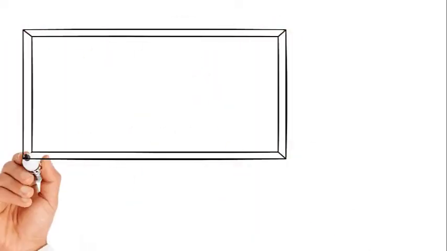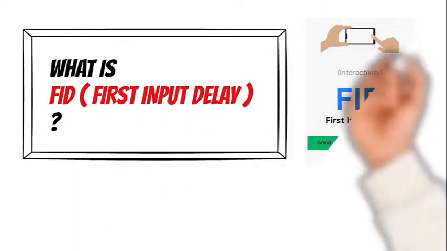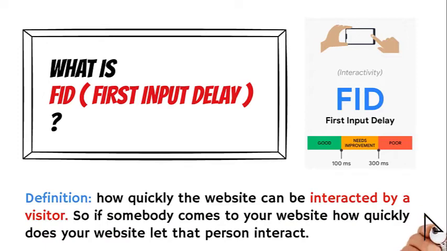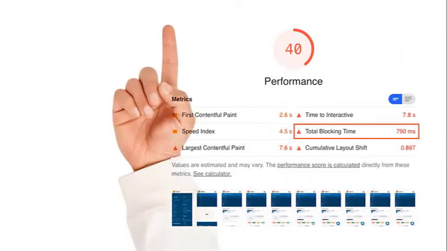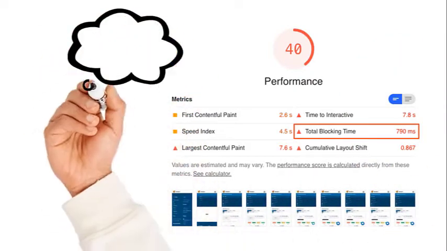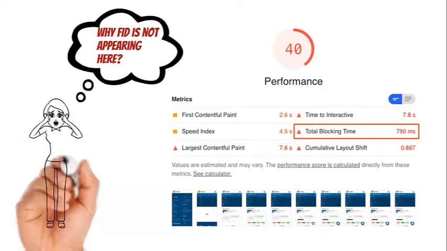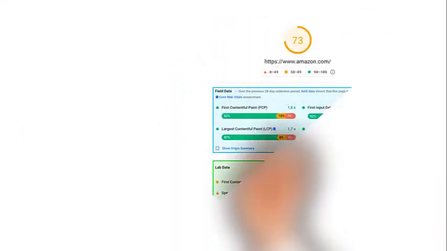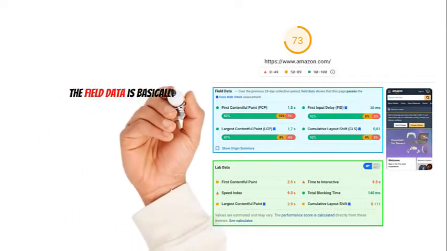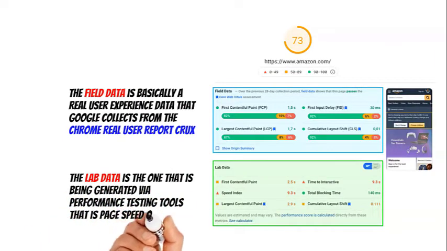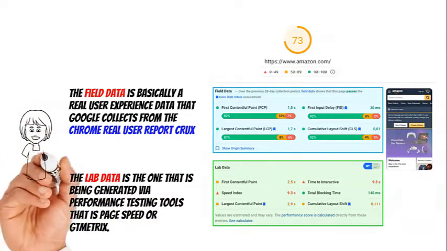FID is one of the main Core Web Vitals of the Google Page Experience algorithm. It measures the time when the server responded to the user's interaction with your web page. It could be either clicking a button or image. You might not find FID every time because it can only be tracked in field data, whereas tools like PageSpeed and GTmetrix give the lab data report. The field data is basically real user experience data that Google collects from the Chrome User Experience Report, whereas the lab data is generated via performance testing tools, that is PageSpeed or GTmetrix.